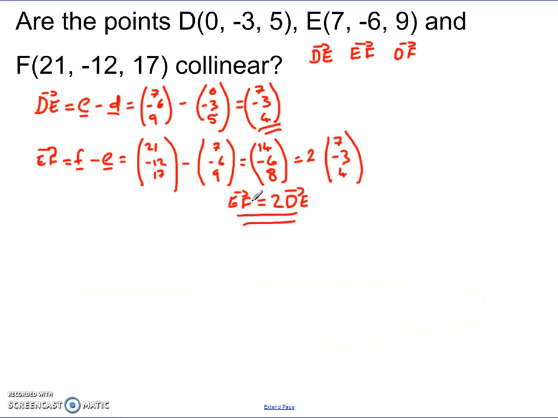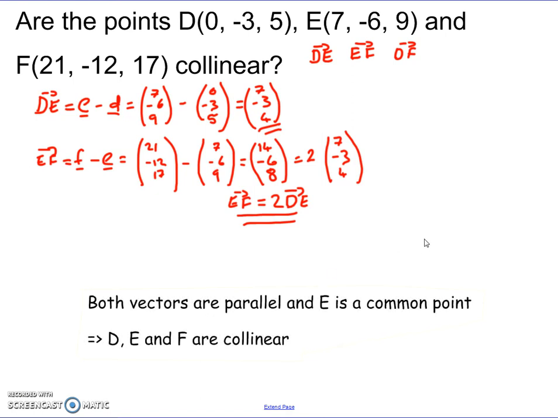But another thing to look at is the fact that they share E. E is a common point between the 2 of them. So now not only do they have parallel vectors, multiples of each other, but they share a common point. So what this means is, since it satisfies both conditions, I can state this. Both vectors are parallel and E is a common point, therefore D, E and F in this case are collinear. So they've satisfied it, I've proven that they're collinear. This is the way that we have to do this and the steps we should follow.